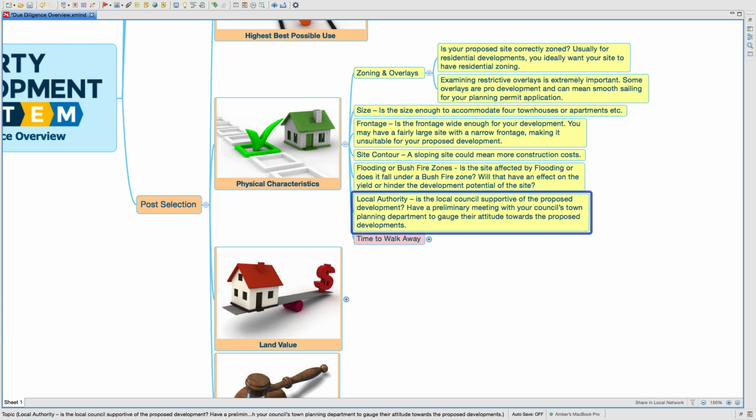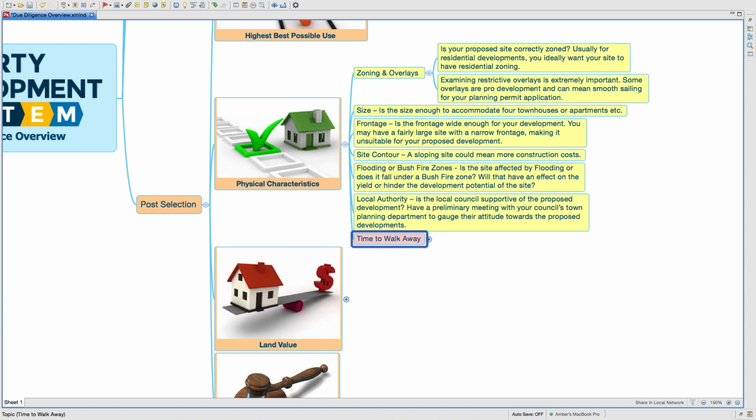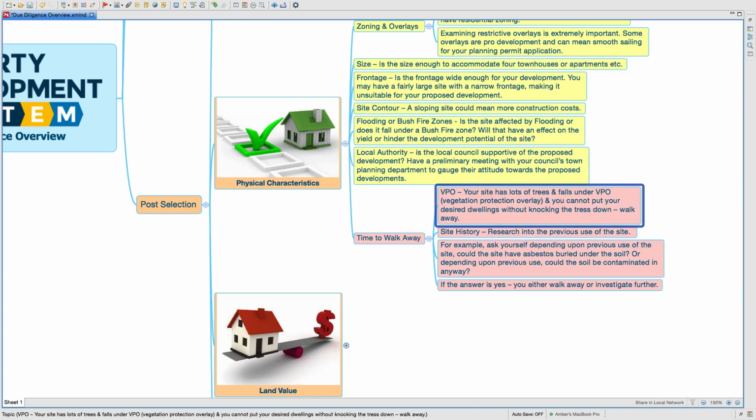Local authority: is the local council supportive of the proposed development? Have a preliminary meeting with your council's town planning department to gauge their attitude towards the proposed development. Time to walk away. Well, there's a thing called VPO, which is the vegetation protection overlay. If your site has lots of trees and falls under the VPO, and you cannot put your desired dwellings without knocking the trees down, walk away, because council may not permit you to get rid of the tree.